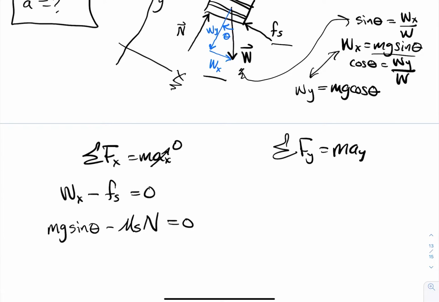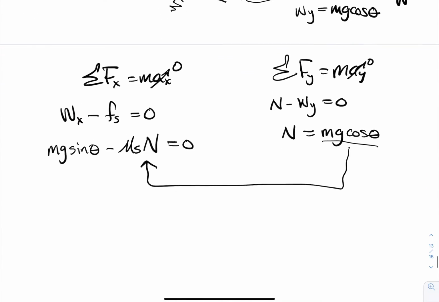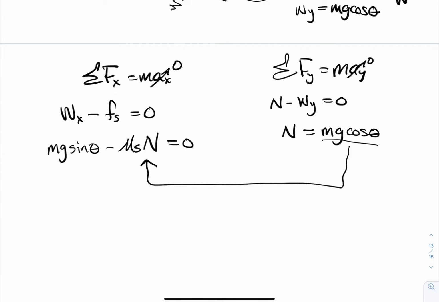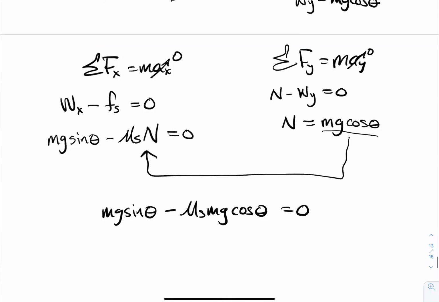And I'm just going to go ahead and do the same thing for my y direction. In the y direction, we have a normal force going up, normal, and a weight in the y going down, minus weight y, and a is still 0. So this tells us that normal is equal to mg cosine theta. So I can substitute this in here, and we can solve for theta as the problem asks. So we'll have mg sine theta minus mu sub s mg cosine theta equals 0.